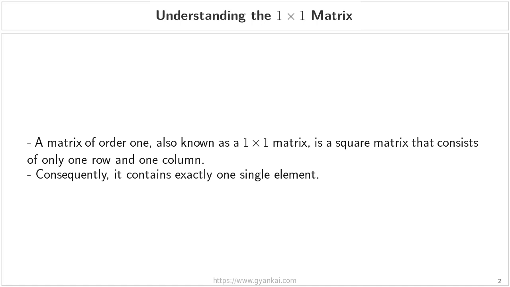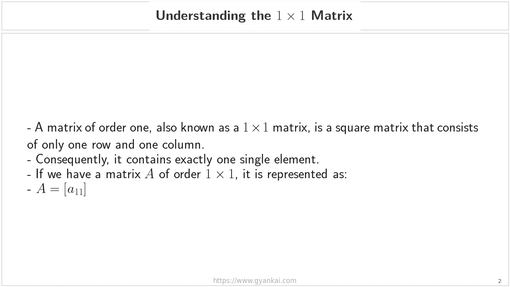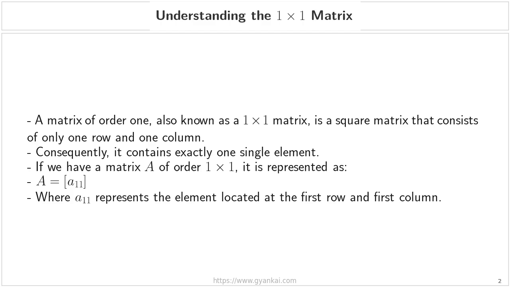exactly one single element. To be precise with our notation, if we have a matrix named A of order 1-by-1, we represent it using square brackets containing the element a sub 1-1. In this notation, the subscript 1-1 tells us exactly where to find our value. It represents the element located at the intersection of the first row and the first column. This single element is the only piece of information we need to focus on for this specific case.